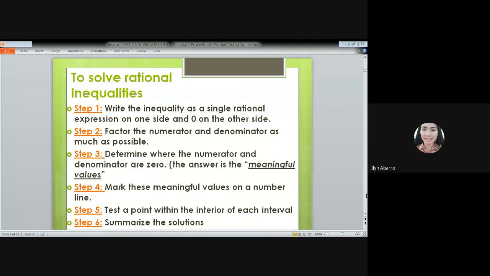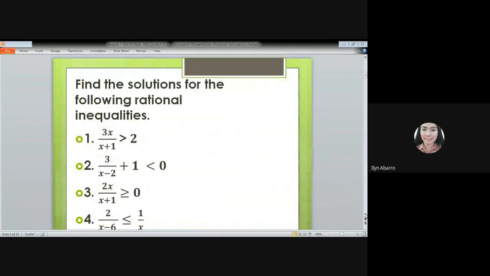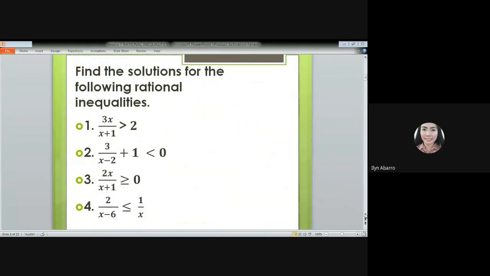Let us apply these steps in solving rational inequalities. Let us have examples. Find the solutions for the following rational inequalities. Number 1, 3x over x plus 1 is greater than 2. Number 2, 3 over x minus 2 plus 1 is less than 0. Number 3, 2x over x plus 1 is greater than or equal to 0. And number 4, 2 over x minus 6 is less than or equal to 1 over x.